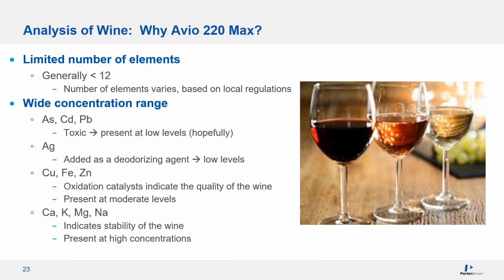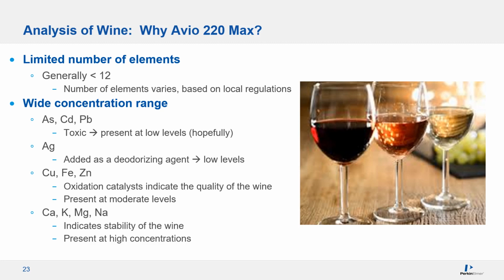And the first question to ask is, why do we choose the Avio 220 Max for this analysis? There are a few reasons. First, there are a limited number of elements, generally less than 12, although the number of elements varies based on local regulations. We have customers who are doing wine analysis by flame AA, some using ICP-OES, some doing ICP mass spec. It really depends on what the local regulations are, what the wineries want to do. But perhaps the greatest reason is there's a wide concentration range.